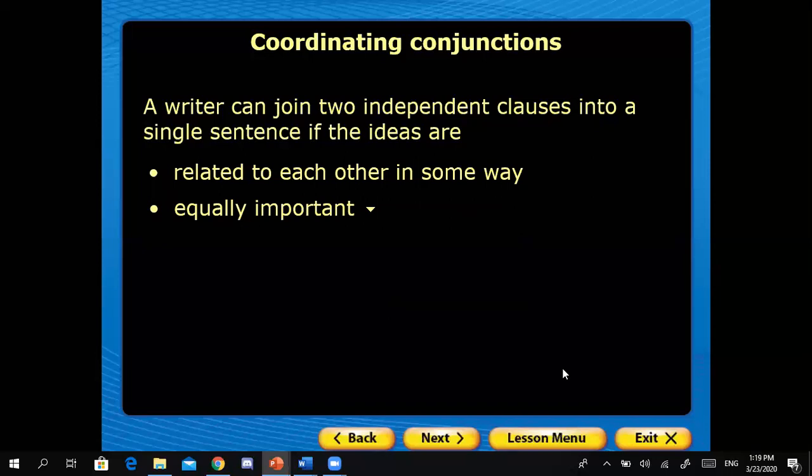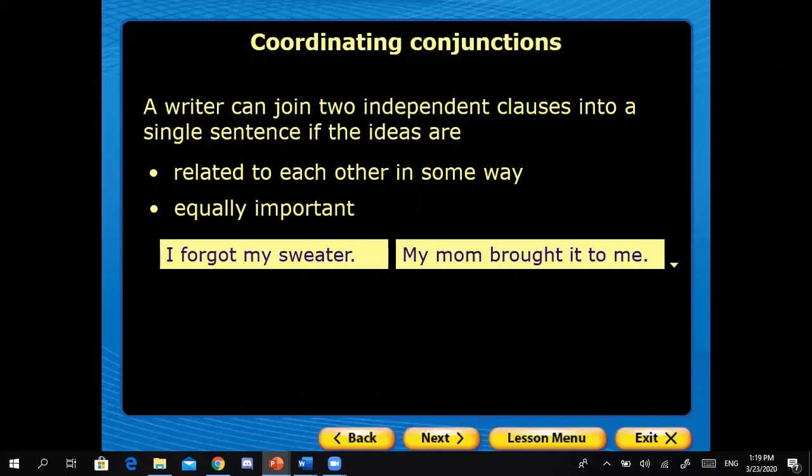So a writer can join two independent clauses into a single sentence if the ideas are, firstly, related to each other in some way and equally important. Mr. Umar, I have a question. Yes, Hamad. What's the meaning of virtue? Virtue is like fadila, like patience is sweet. Patience is a virtue. Thank you for asking. Okay, Mr. Anthony, go on.